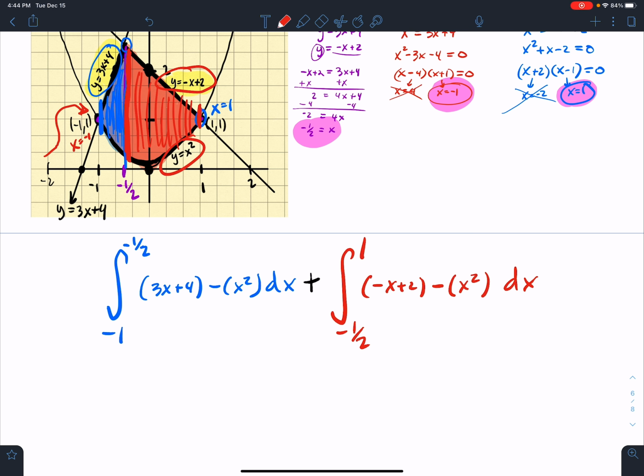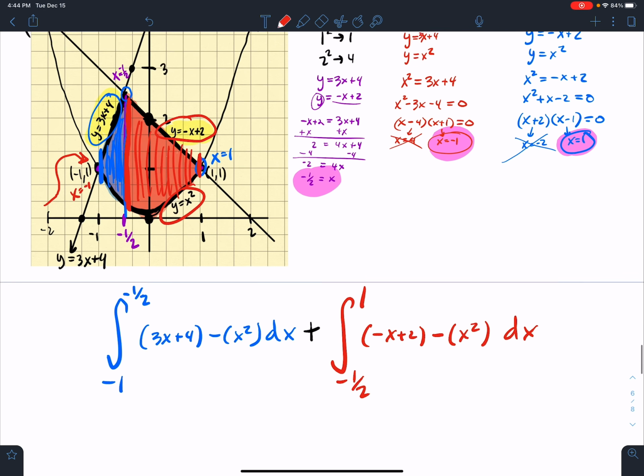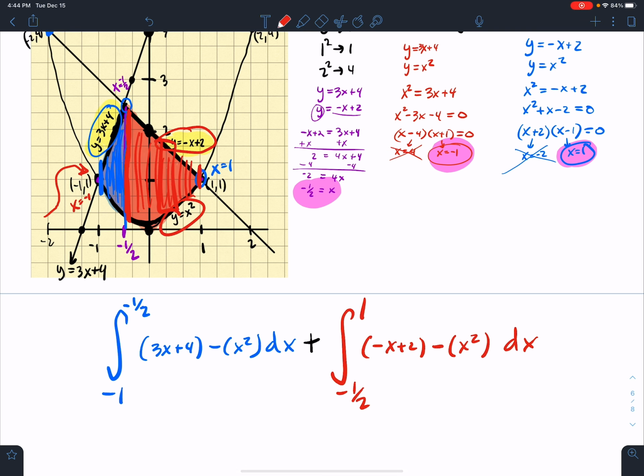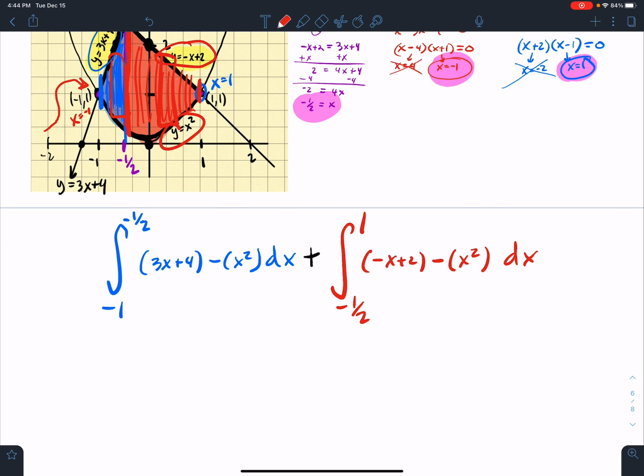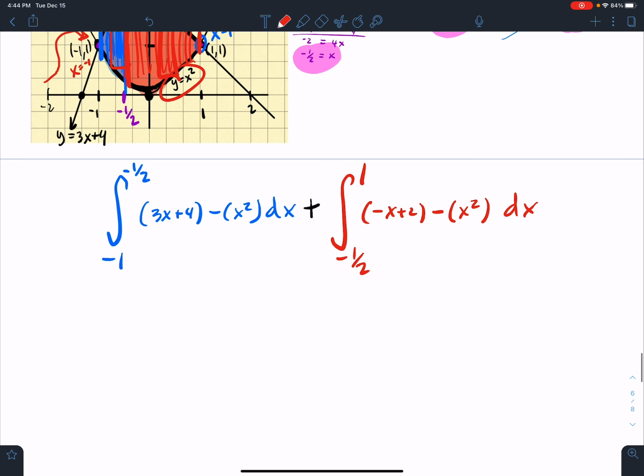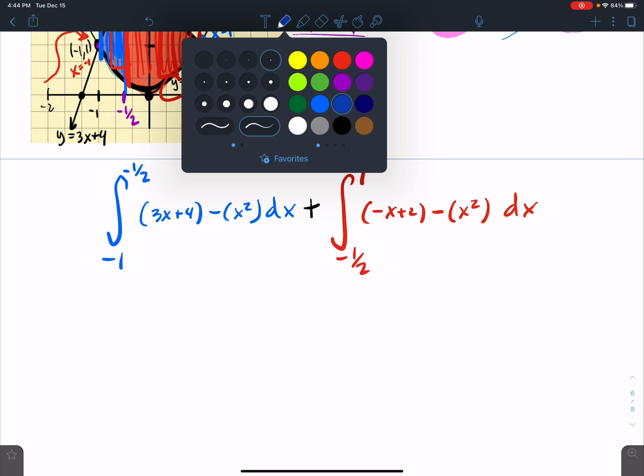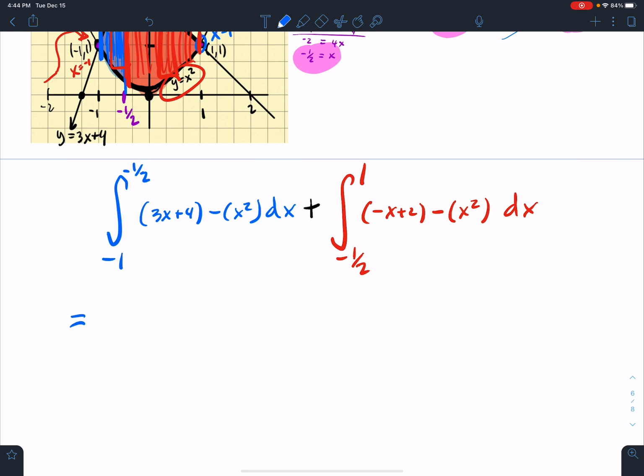And now all it amounts to do once you've got this set up, so I've got my arbitrary rectangles drawn in there, I set up the integral, I find the antiderivative, and then I evaluate. Okay, so I'm going to let you do the algebra here. When I work through the math, I end up getting 7/12 for the first part.